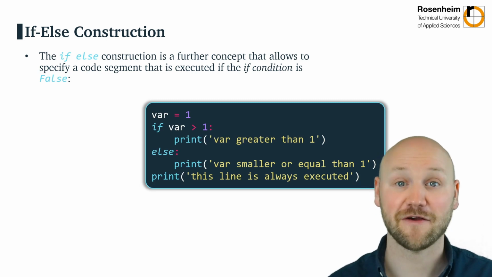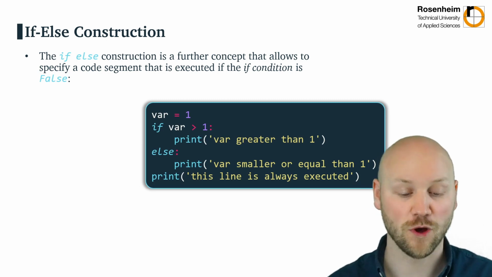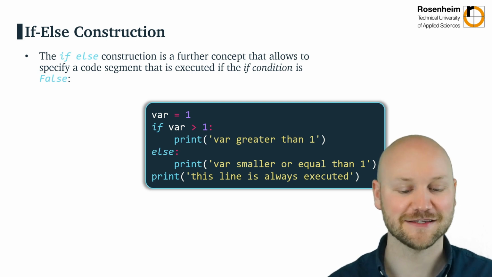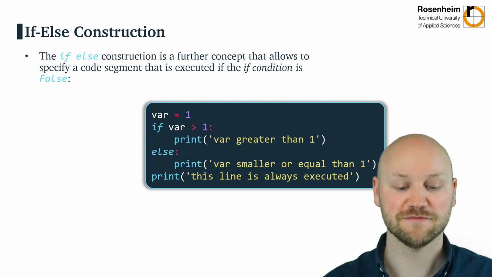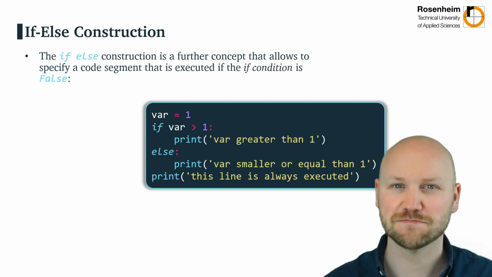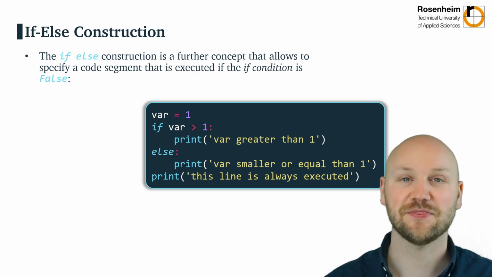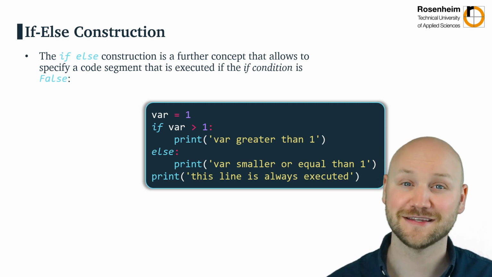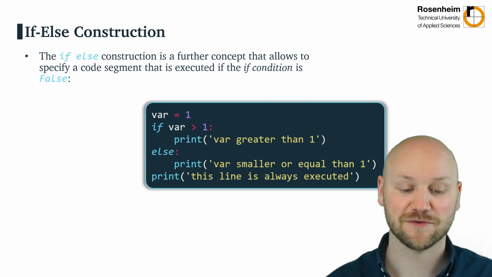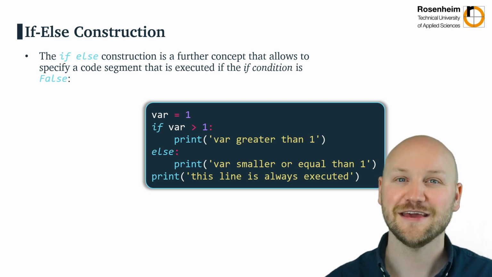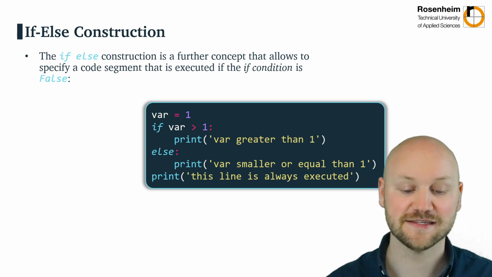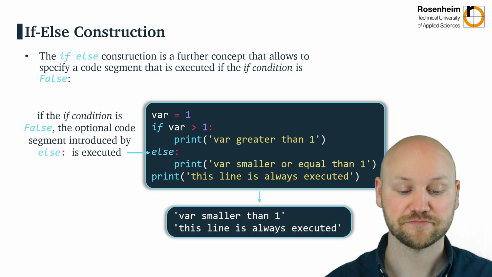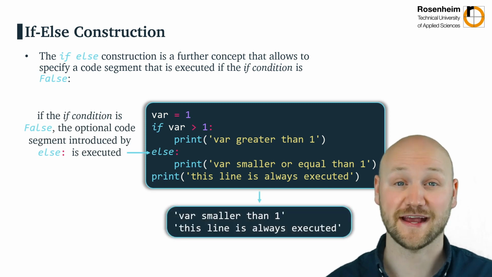We are defining a variable that is an integer of 1. Then if variable is greater than 1, which is obviously not satisfied in this case, then the print "var greater than 1" is not executed, but what is executed is the else body. The else body comes with another colon and another indented body afterwards, and this is executed if the if condition was false. So in this case, "var smaller or equal than 1" is printed, and this line is always executed.